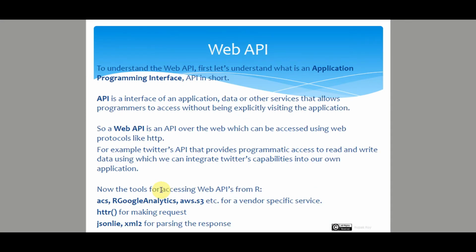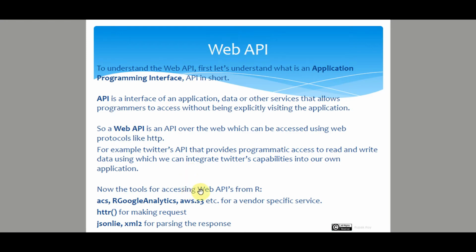To understand the web API, first let's understand what is Application Programming Interface. API in short is an interface of application data or other services that allows programmers to access without explicitly visiting the application. So a web API is an API over the web which can be accessed using protocols like HTTP. For example, Twitter's API provides programmatic access to read and write data, using which we can integrate Twitter's capabilities into our application.